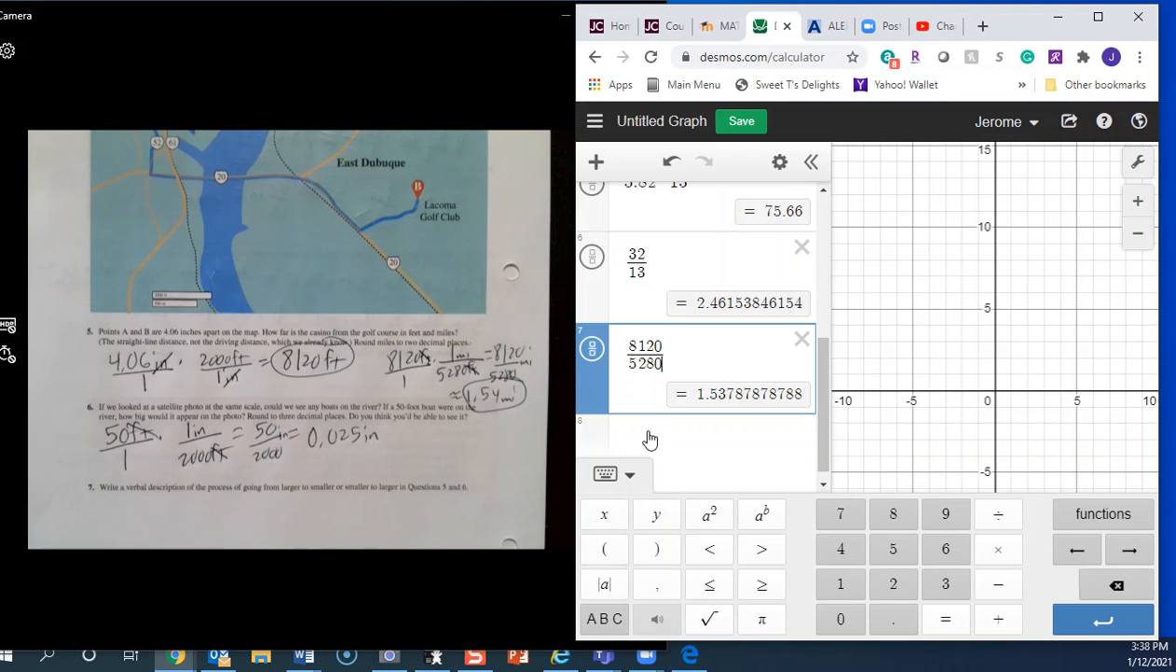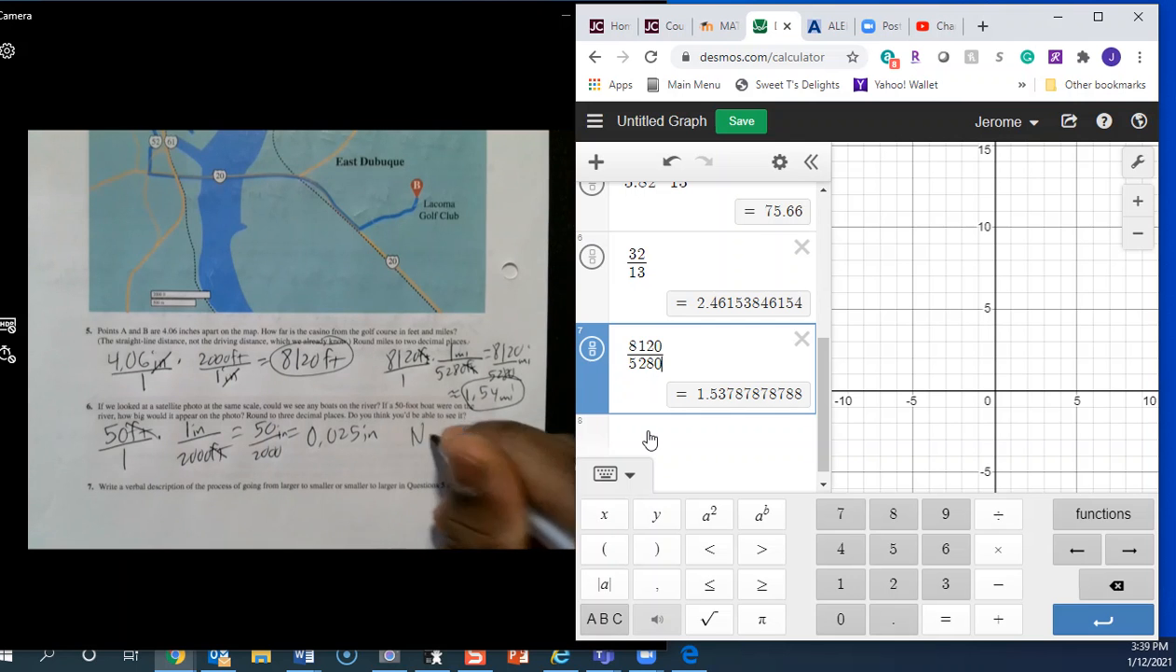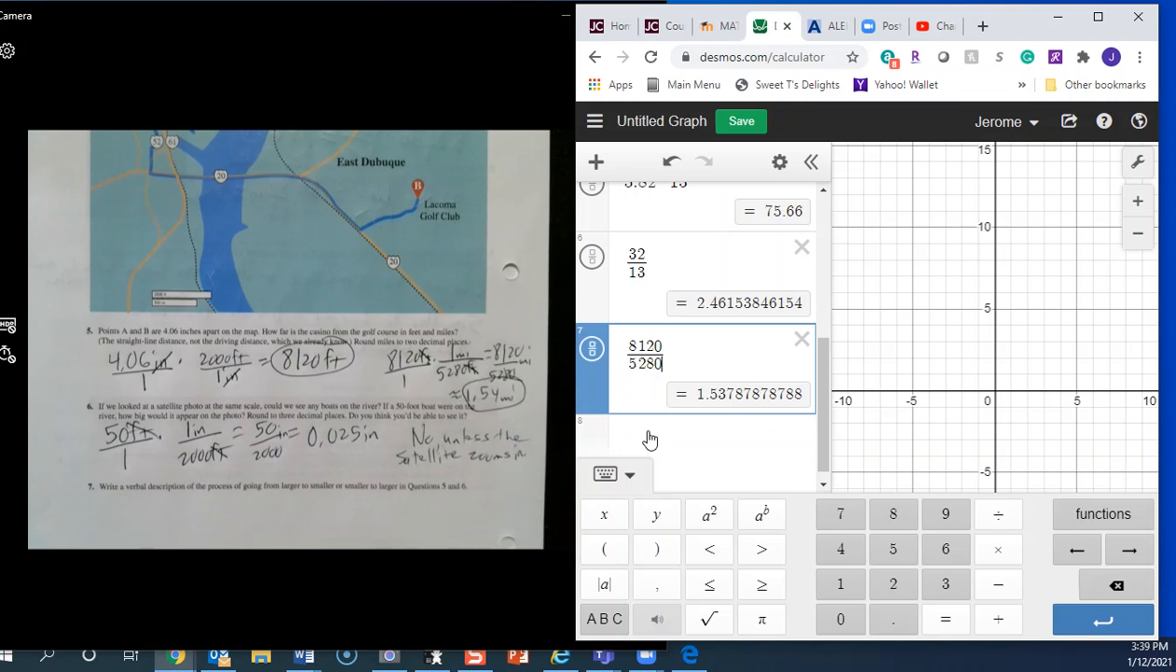Now you're looking down from a satellite. Do you think you would be able to see it? I would say no, unless the satellite zooms in. That's the only way we'll be able to see it.